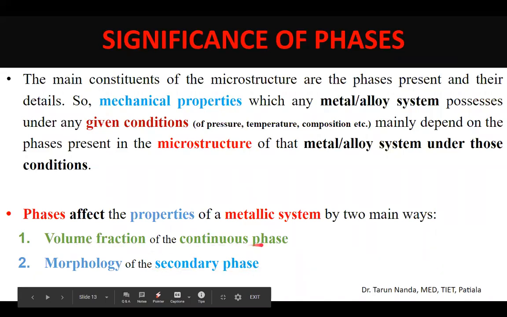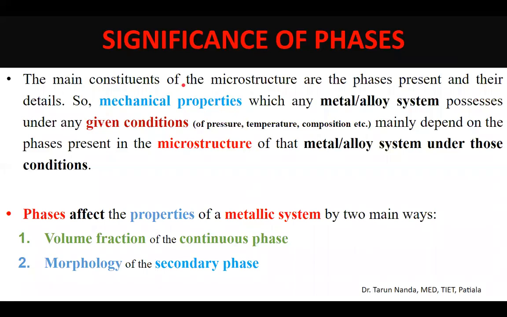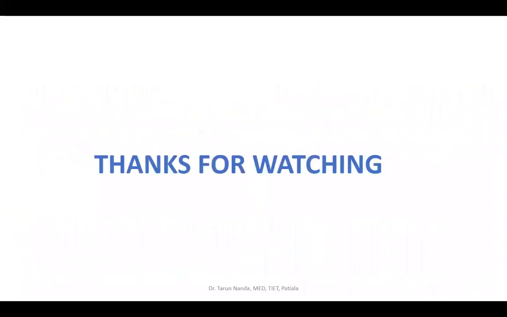So the primary phase or the continuous phase affects the properties through its volume fraction, but how? We'll see that. And the secondary phase affects the properties of a material system through its morphology, through its shape, through its size, through its distribution, etc., etc. So I hope you found the things interesting and you have been able to understand them.